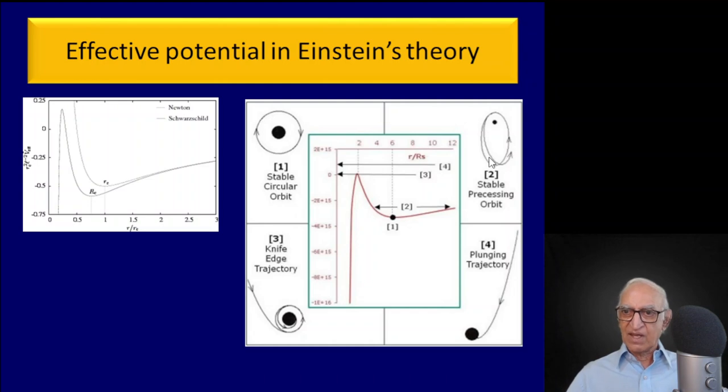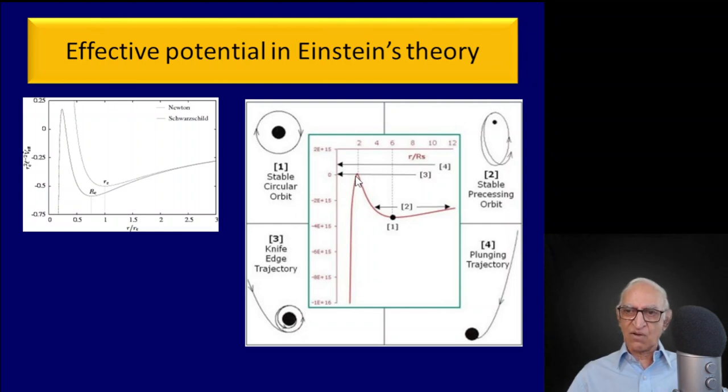Now, let us go to the particle with energy 3. That particle, which is sitting on top of that maximum of the potential, will move around in a circle, but that circular orbit is not stable. With the slightest perturbation, that particle will fall into the black hole. And that's what I have indicated over there. So this is a knife-edge orbit.